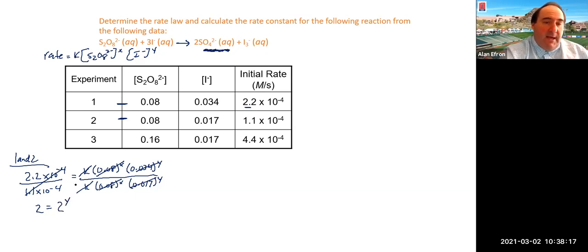in this particular case. Again, here, if you can't visualize it, you can take the natural log of both sides and divide. What I mean by that is you take the natural log of 2 and divide it by the natural log of 2 in this case, which would equal 1. So the order with respect to I minus we just found was 1. Any questions up to there?